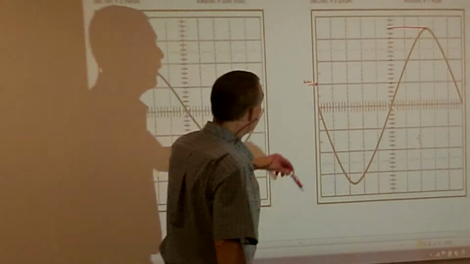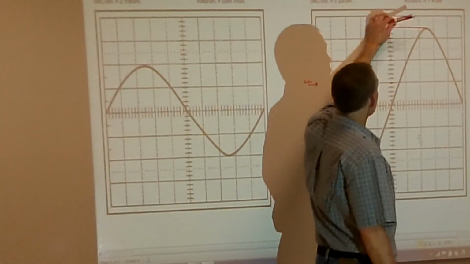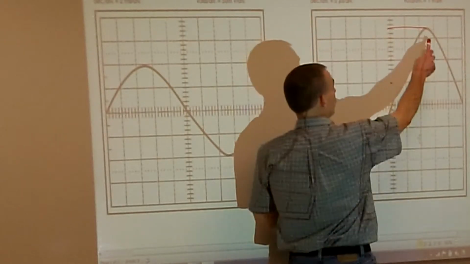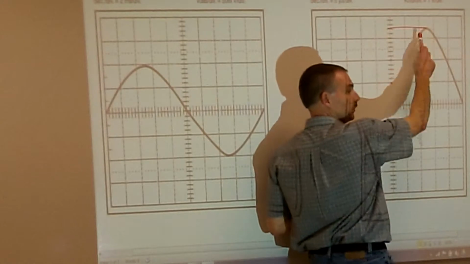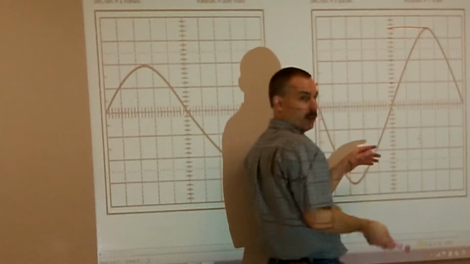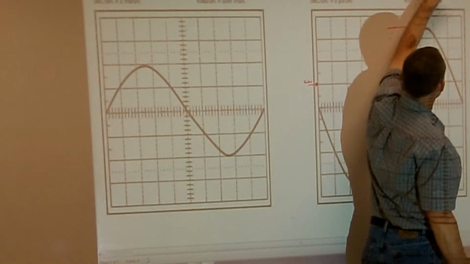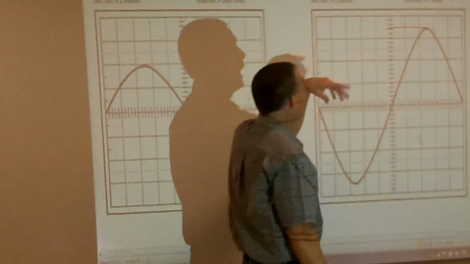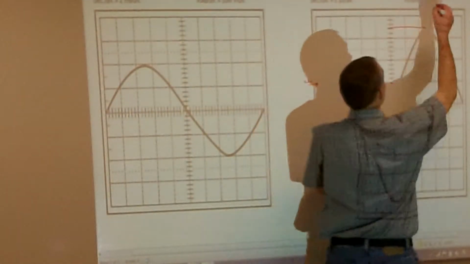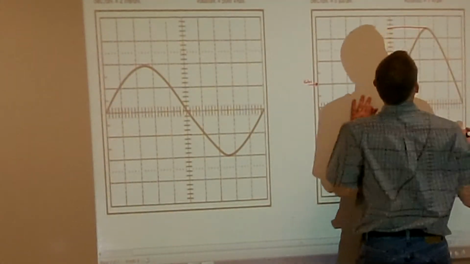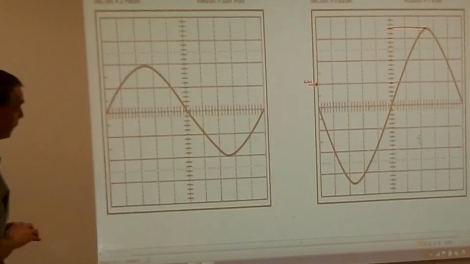So I got my Vmax is 2.4 volts. What's my peak to peak voltage? 6.8. Yep. Then half of that was my 3.4. So then I'm just going to take my Vmax minus my voltage peak. So I'm going to take my positive 2.4 volts and subtract my 3.4 volts, and I get negative 1 volts DC.